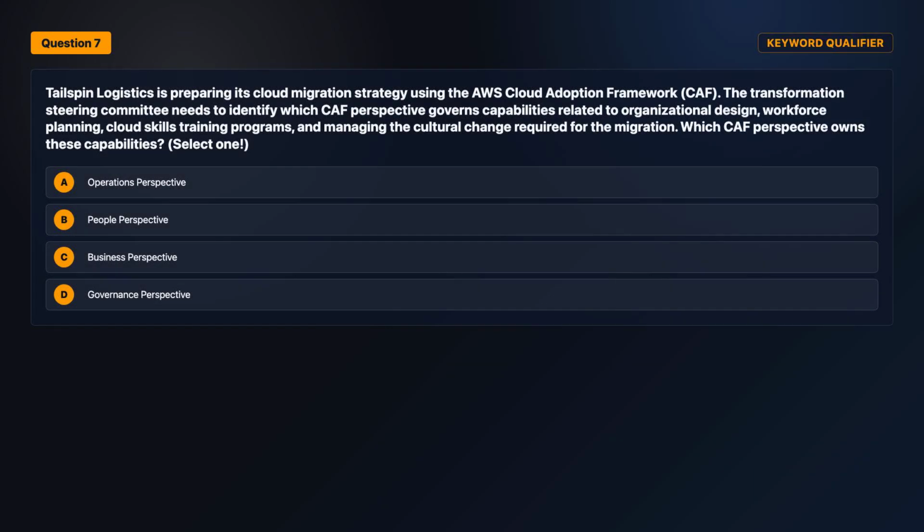Next up, question 7. Underline the key phrase mentally. Tailspin Logistics is preparing its cloud migration strategy using the AWS Cloud Adoption Framework, CAF. The Transformation Steering Committee needs to identify which CAF perspective governs capabilities related to organizational design, workforce planning, cloud skills training programs, and managing the cultural change required for the migration. Which CAF perspective owns these capabilities? Select one. Review the answer choices on screen.